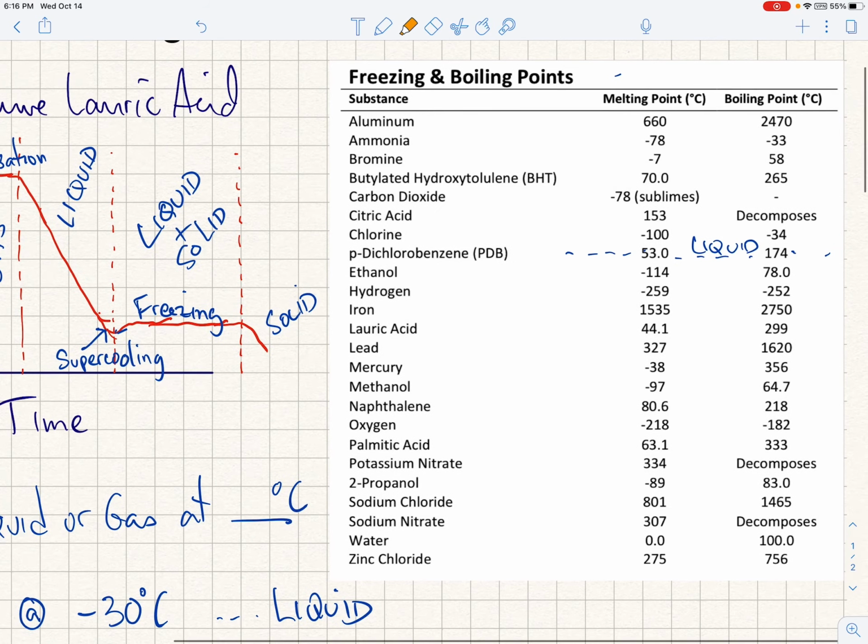The bromine, 25 degrees, is above its melting point, so maybe it's a liquid, and 25 degrees is below the boiling point. So yes, 25 degrees is in that middle section, so that means the bromine would definitely be a liquid at room temperature. Pause the video and see if you can find others that would be liquids at room temperature.